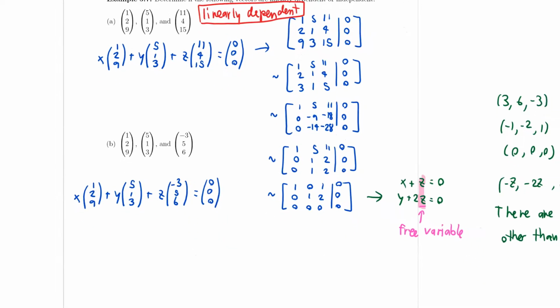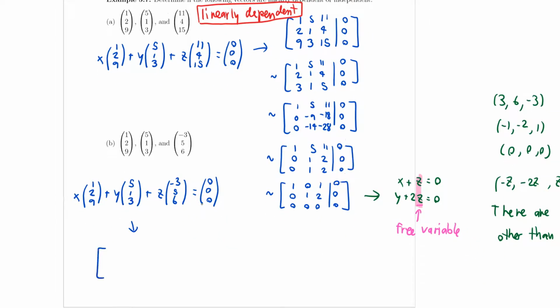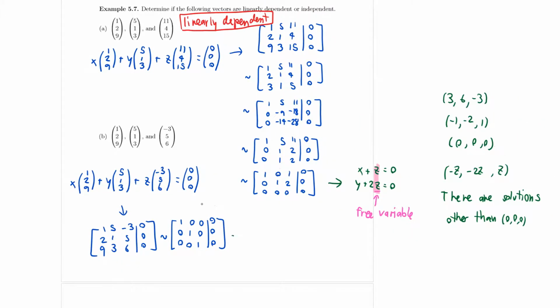So once again, I can turn this into the matrix form. That would just be 1, 2, 9, 5, 1, 3, negative 3, 5, 6, and then 0, 0, 0. Now let me go ahead and write the reduced row echelon form for this guy. I'm going to get 1, 0, 0, 0, 1, 0, and 0, 0, 1 here. So if I rewrite this in linear equation form, I'm going to get x equal to 0, y equal to 0, and z equal to 0.